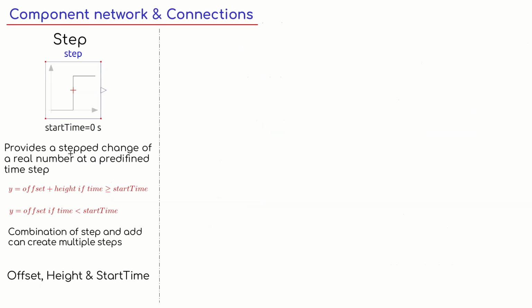Moving to the block section, we have a step value, which can take three parameters such as start time, offset, and height. So start time is the point in time when the value of the step function changes. Offset is the initial value that the component will return, and offset plus height is the value that the component will return after the time exceeds start time.